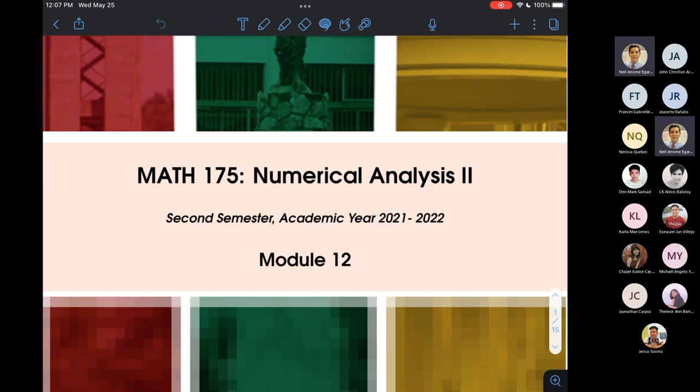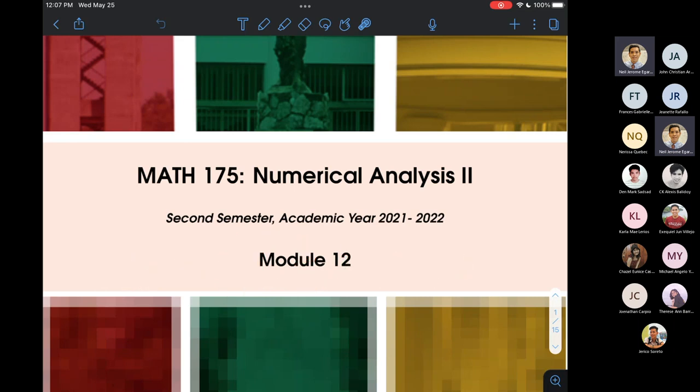Ang titingnan natin ngayong linggong ito ay yung mga multi-step methods. Because previously, we talked about Euler's method, Taylor's methods, and the Runge-Kutta methods. Pero lahat sila ay one step lang. Meaning to get w sub i plus 1, okay? we only use the function f, the time step t, and then the previous value w sub i.